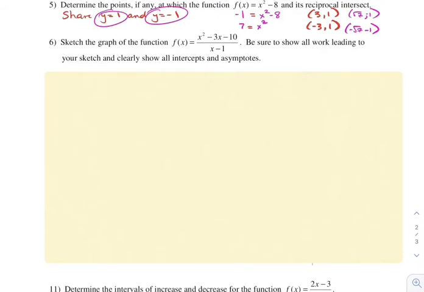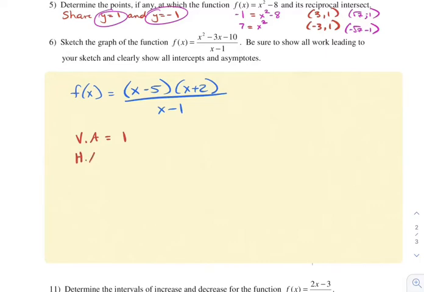So for question 6, if I wanted to sketch that one, I'm going to have to factor the top. So I'm going to get f of x is equal to x minus 5, x plus 2, all over x minus 1. So we go through the characteristics that we know. There's 4 main ones that we talk about. We say, where is the vertical asymptote? Well, it's going to be at 1, because that's where the denominator is equal to 0. In this case, the horizontal asymptote, well, the degree on top is 2, so there's none.